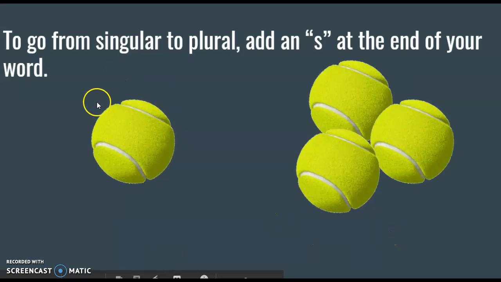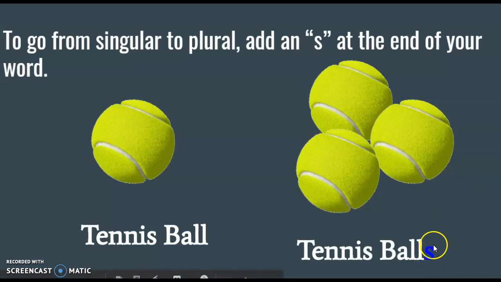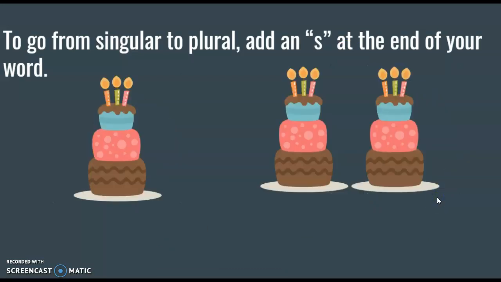All right, guys, so what about tennis ball? Now, how can I make this plural? Tennis balls. Add an S at the end. Here's one, and here's more than one. When there's more than one, you add an S at the end. All right, so what do we have a picture of over here? Cake. And when we add more than one, what does the word become? Cakes. We added an S at the end.